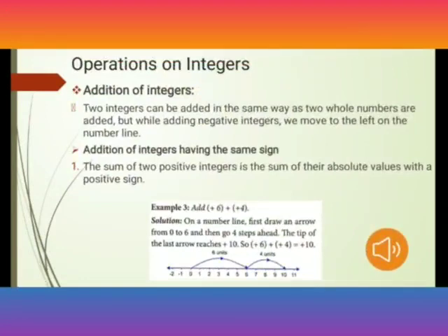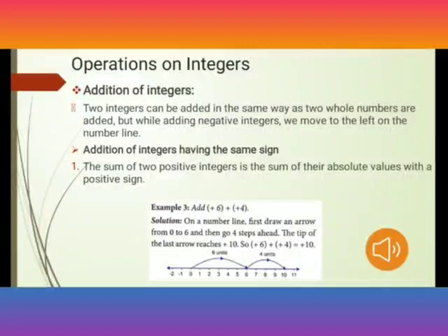Dear students, now let's discuss operation on integers. We have four fundamental operations on integers. They are addition, subtraction, multiplication and division. Now let's discuss addition of integers. Two integers can be added in the same way as two whole numbers are added. But while adding negative integers, we move to the left on the number line.